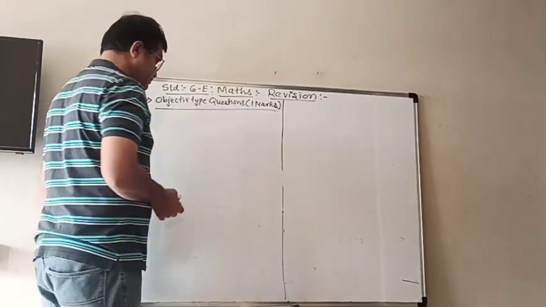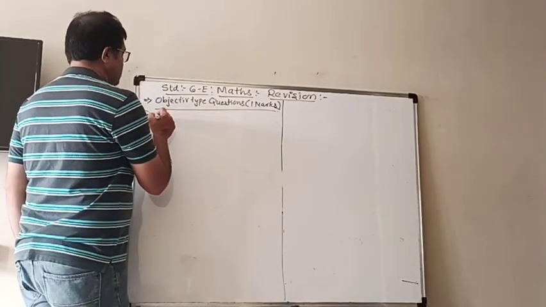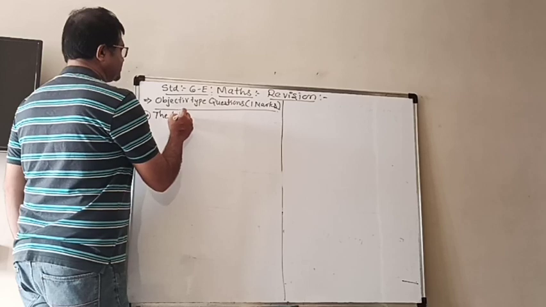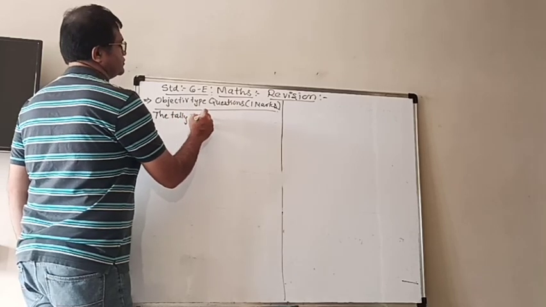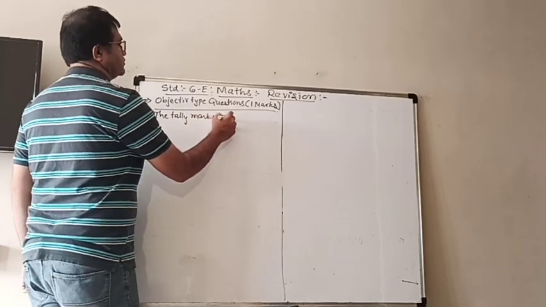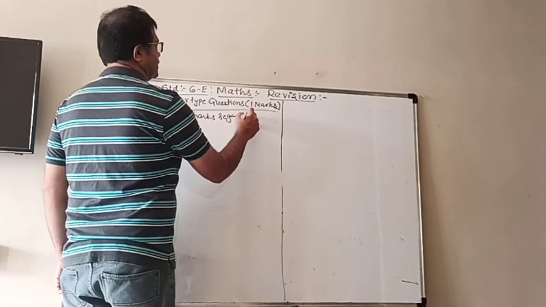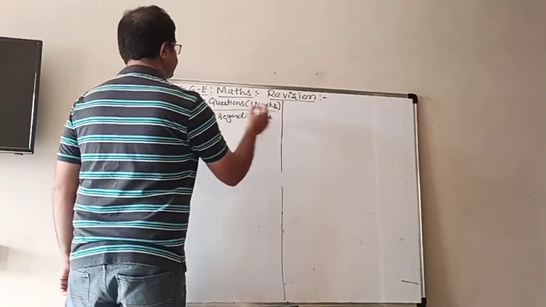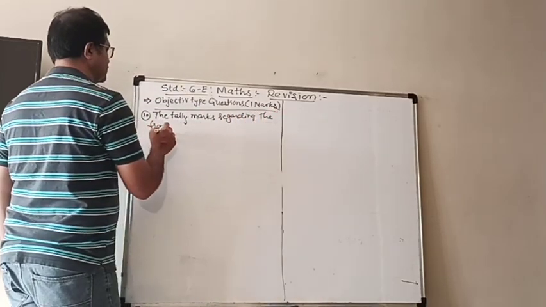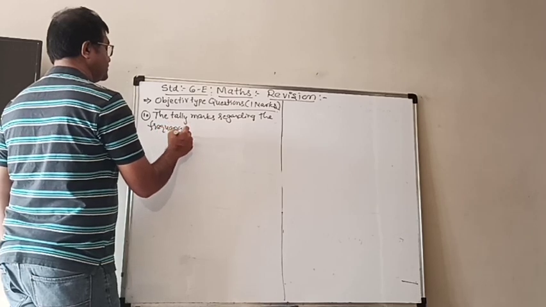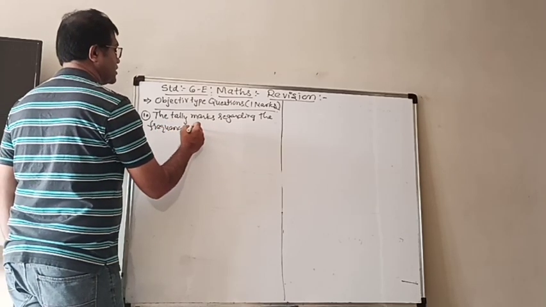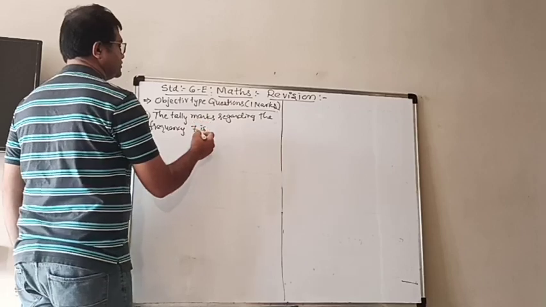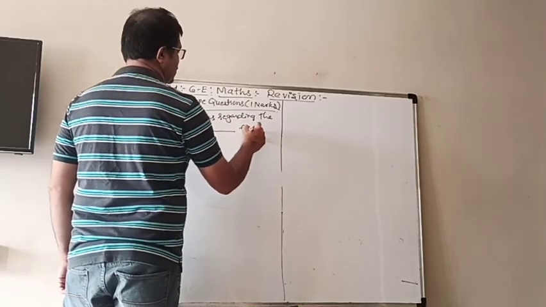Now next, the tally marks. Regarding the frequency, 7 is dash from the following.